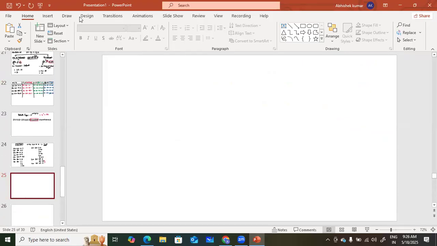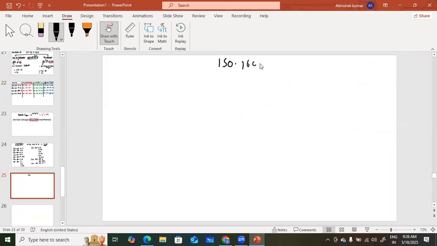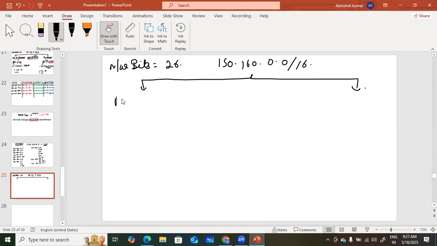So I'm going to take the same network, 150.160.0.0/16. But now let's change the network bits and make it 26. Please find out the number of networks and the number of hosts for me, and let me know the exact value. Find out the number of networks, number of hosts, and the subnet mask as well.